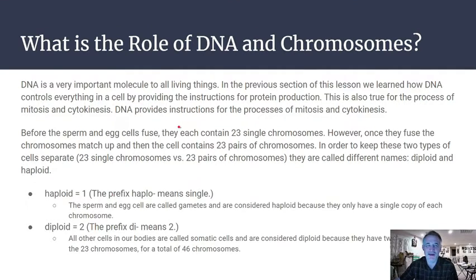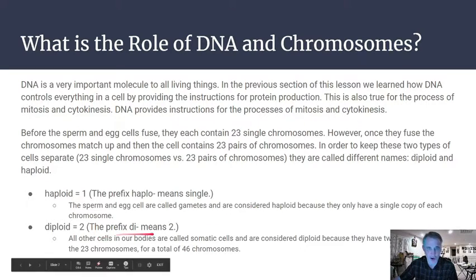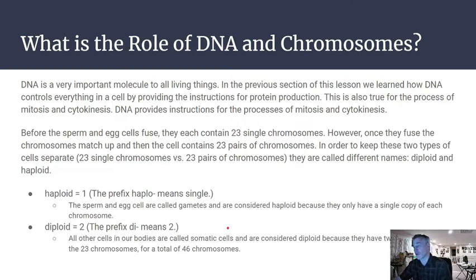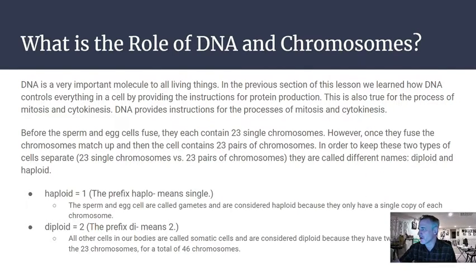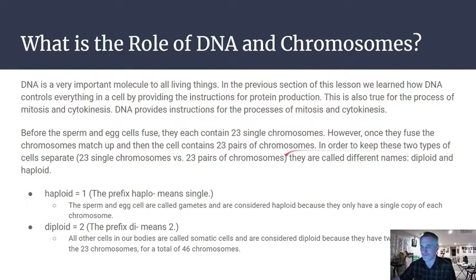So you've got to keep some of this terminology in check. We have something called diploid and haploid. Haploid equals 1. The prefix haplo means single. The sperm and egg cells are called gametes. They're considered haploid because they only have one single copy. And then diploid means 2. All the other cells are called somatic cells, and they have 2 sets of these 23 chromosomes for a total of 46. We're going to get into more of that when we talk about meiosis, and that'll be coming up next week as well. All right.